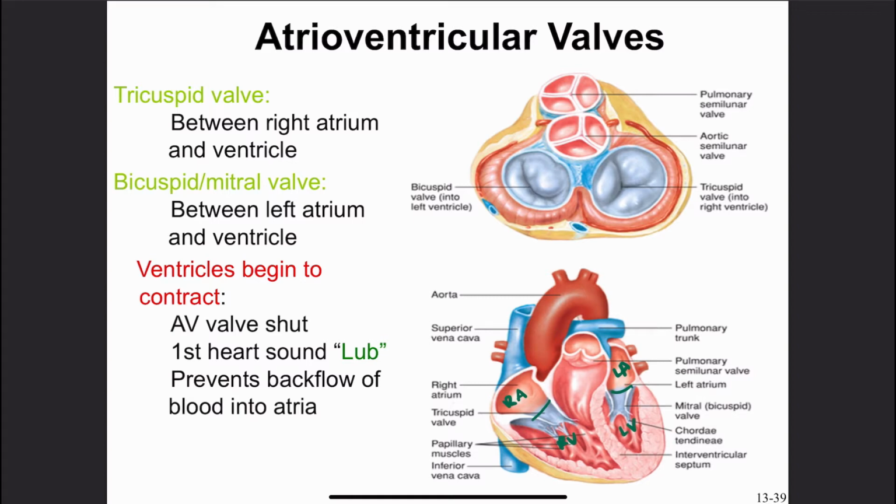So this is when there is pressure in our ventricles, and this is going to prevent backflow of our blood into the atria. Remember, in our body, blood flows in a one-way street. So blood is going to flow one way and one way only, and we wouldn't want it to go backwards ever.